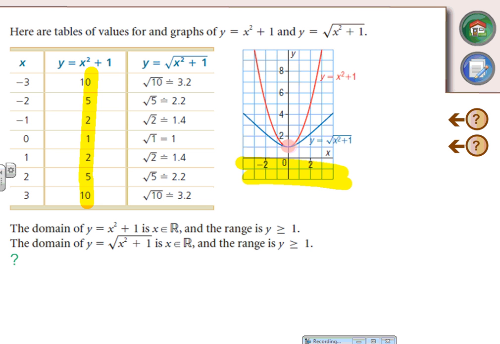Your range, hey, it's all above the x-axis, so it stays the same from that invariant point and up. And the only invariant point that we have is 0 and 1 because it doesn't cross the x-axis.